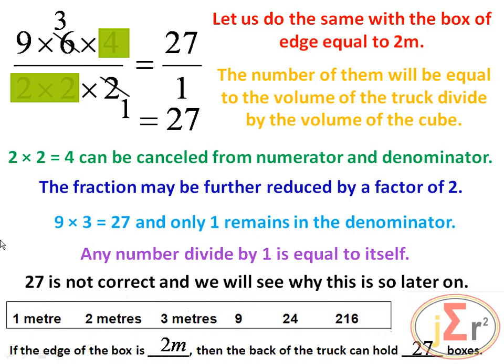Now, this might be a shock to us all, but 27 is not correct. And we will see why this is so later on. So later on, we will see why the 27 is not correct. Although the calculation volume by volume gives the correct answer. Well, gives the answer to be 27 in this case.